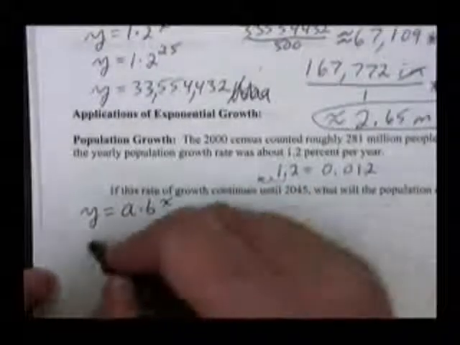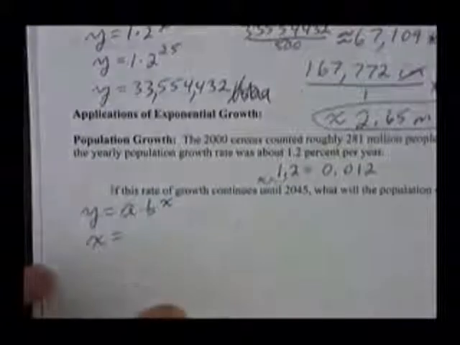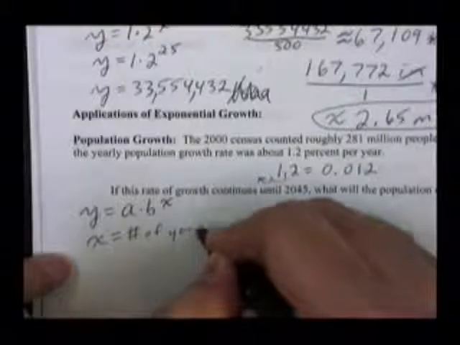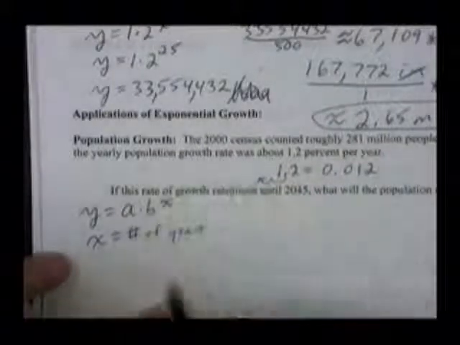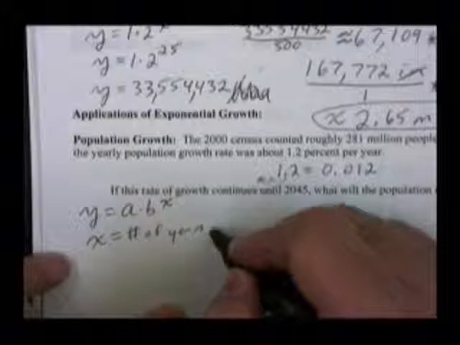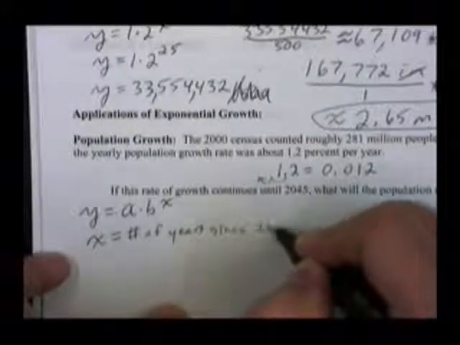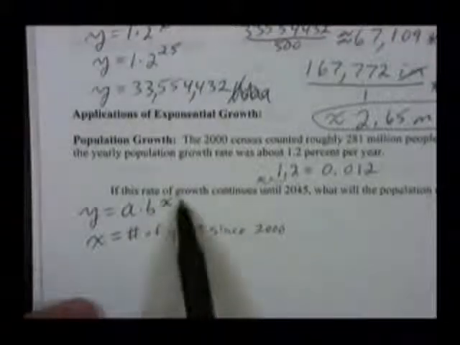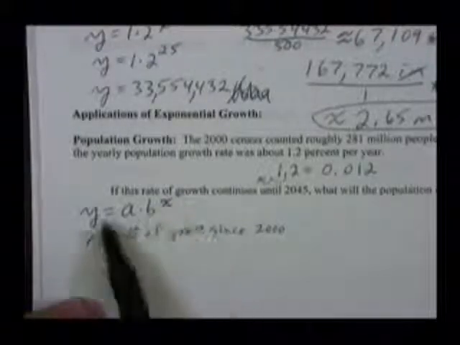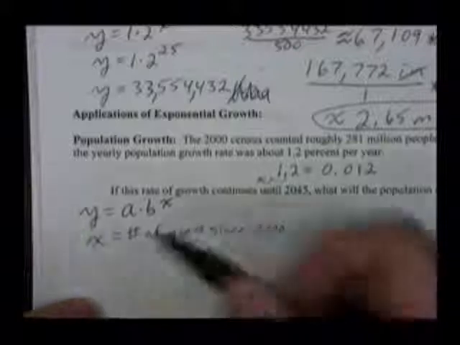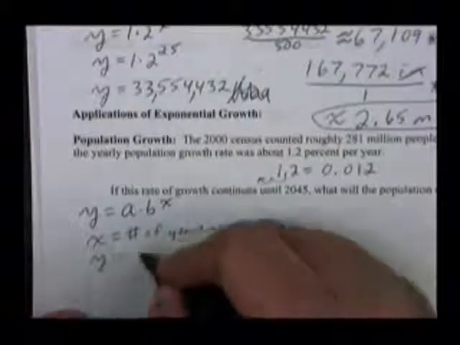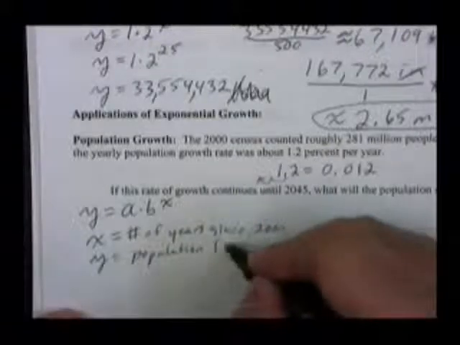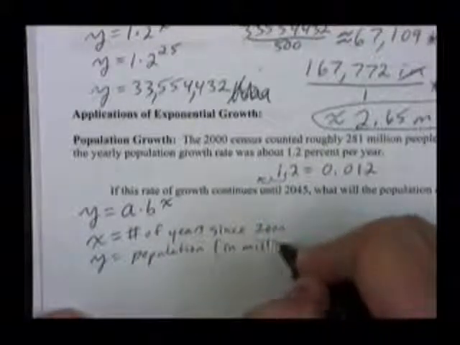We need to figure out what all these things mean. So x, let's let that be the number of years, because that's one of the things that's changing. Let's make it since 2000 so we have easy numbers to work with. What's changing over the time? The population. So let's let y be the population. And again, to make it easy, let's make it in millions.